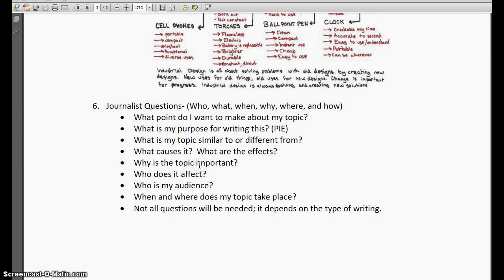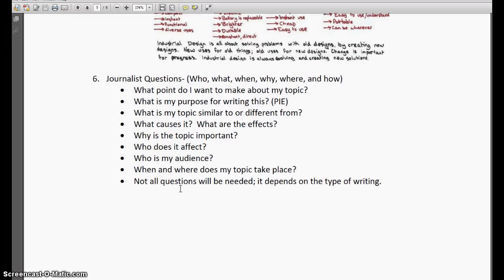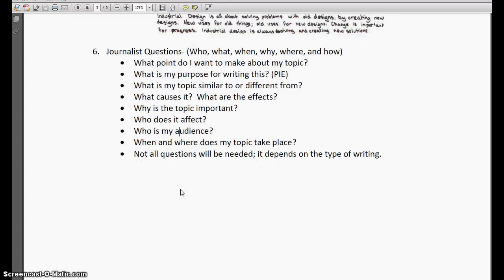Why is the topic important? Who does it affect? Who is my audience? Again, you want to write for your audience. Will they have a lot of background information, or do you have to give them more information in the beginning of your paper? And the last point here, you can read all through all of them, but the last one is not all questions will be needed. It depends on the type of writing.